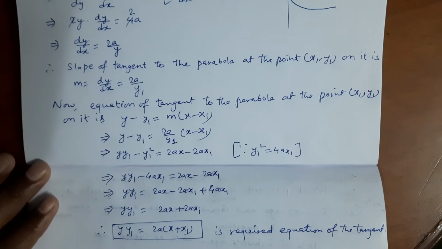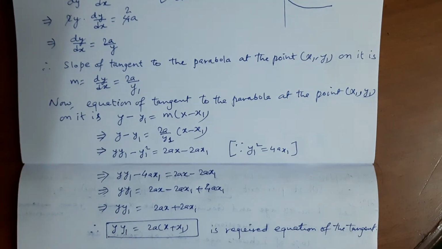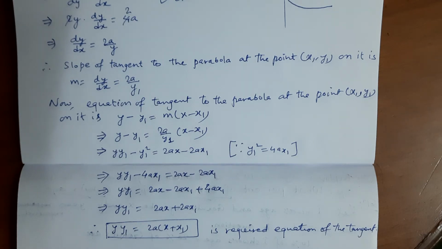And now similarly, using the slope of this tangent to the parabola, we can also find the equation of the normal to the parabola at a point x1 y1 on the parabola. Now look at that.